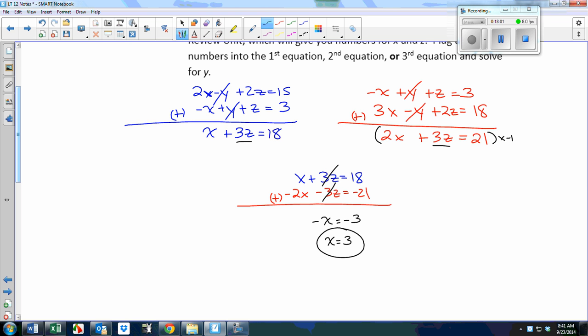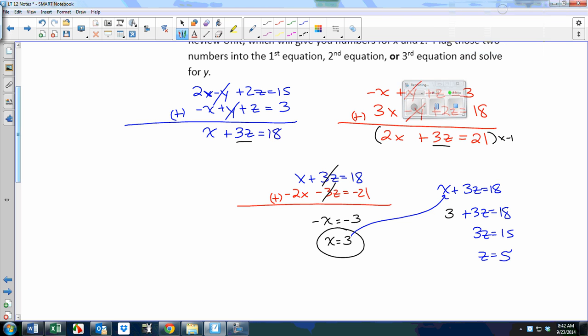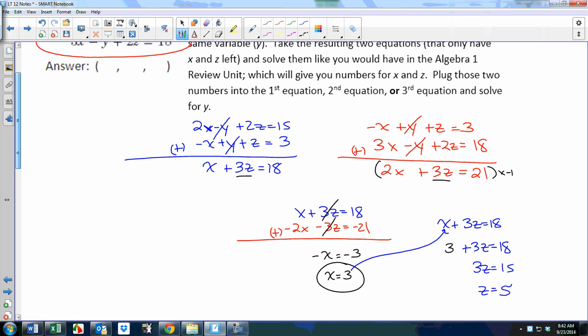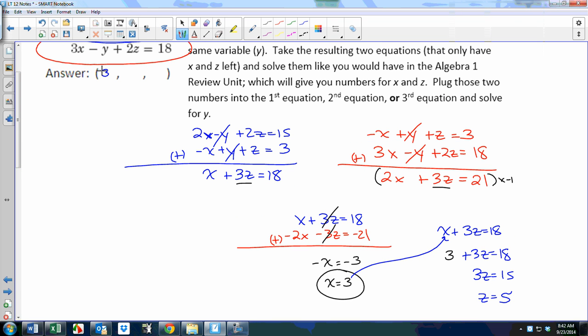All right? But we're still in learning target 8 mode. We had an x and a z equation. Go get the z. You've got an x and a z. I like the blue one. X plus 3z equals 18. And plug in x right there. So 3 plus 3z equals 18. Subtract the 3. Divide by 3. And z is 5. So we got two of our answers. X is 3, z is 5.